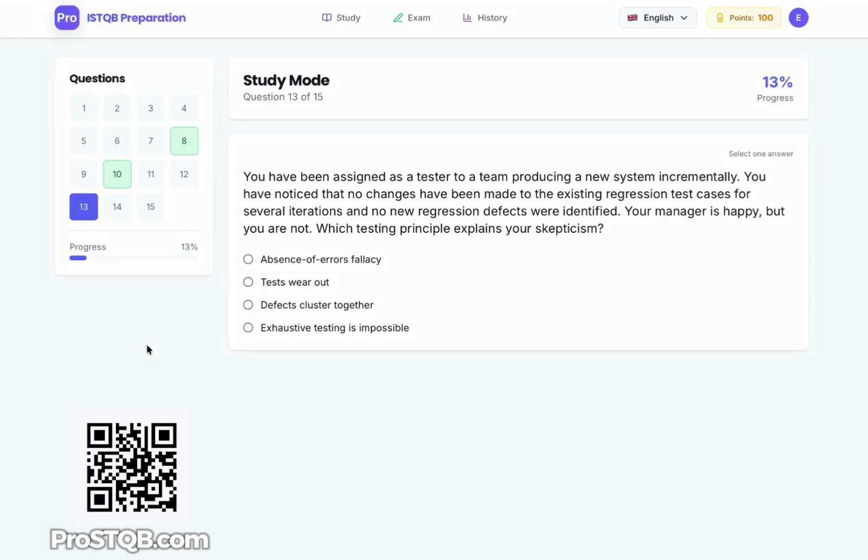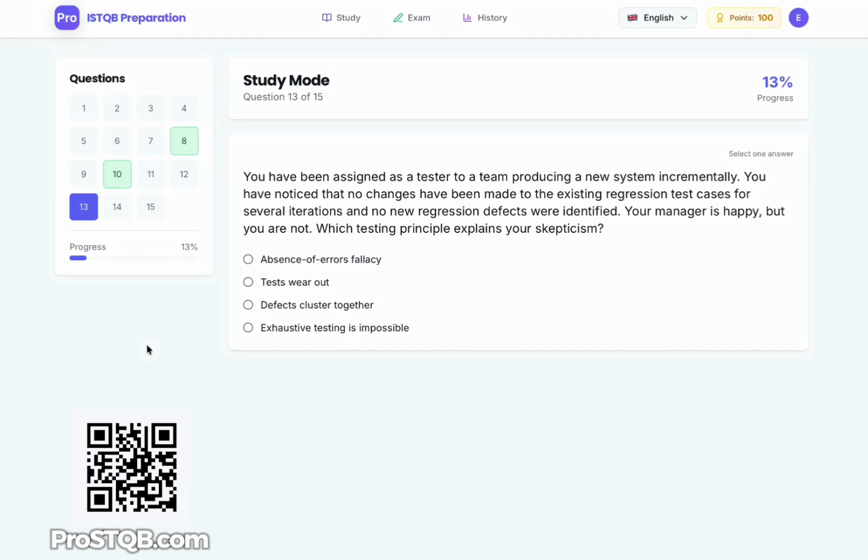This question describes a very realistic situation. The regression suite keeps passing. No new defects are found. The manager thinks that's great. Should you celebrate? Maybe. Or maybe your tests have simply become predictable. Look carefully at the sentence that matters most. No changes have been made to the regression tests for several iterations. That's the clue. Option A isn't even one of the ISTQB testing principles.